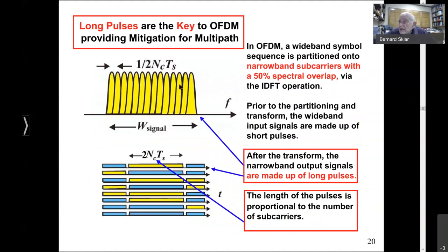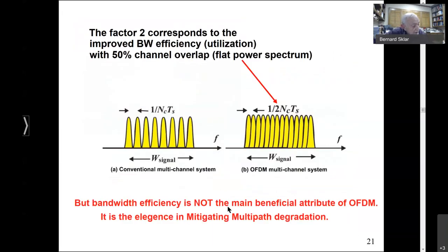The moment I transform from the wideband to the narrowband, the signals in the frequency domain are now overlapped. This is one of the few times you'll see me overlapping them. And remember, what we get are lengthened symbols, and the length of the pulses is proportional to the number of subcarriers, and that's why you see N sub C written there, or I'll call it the number of potential or candidate signals.